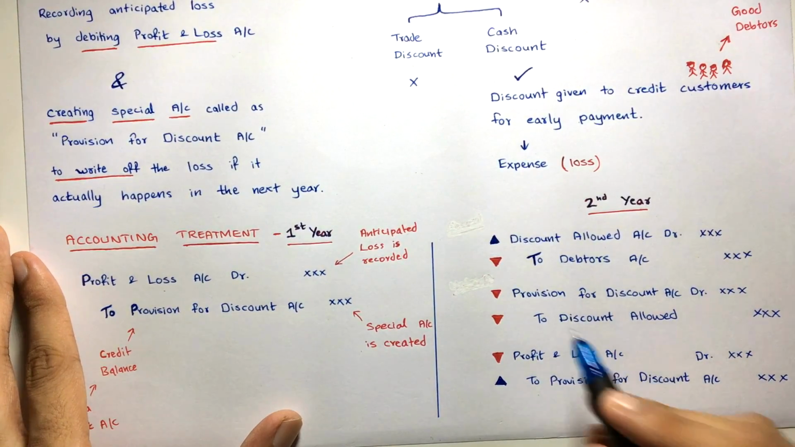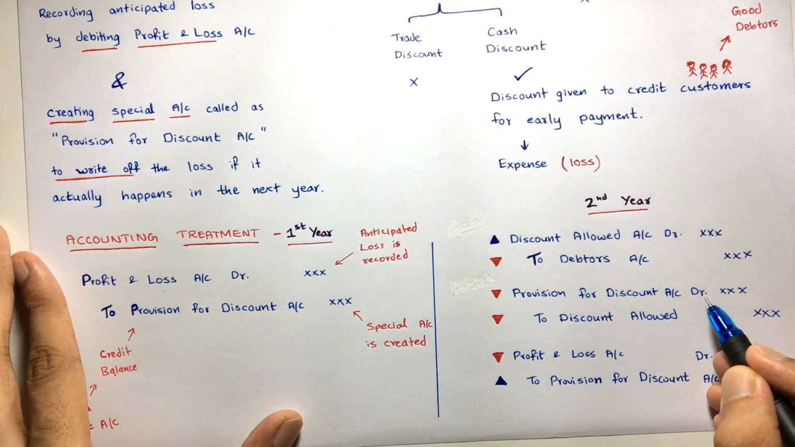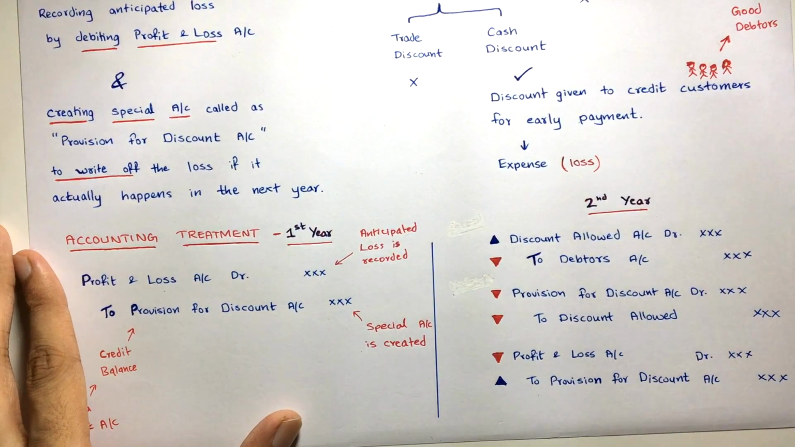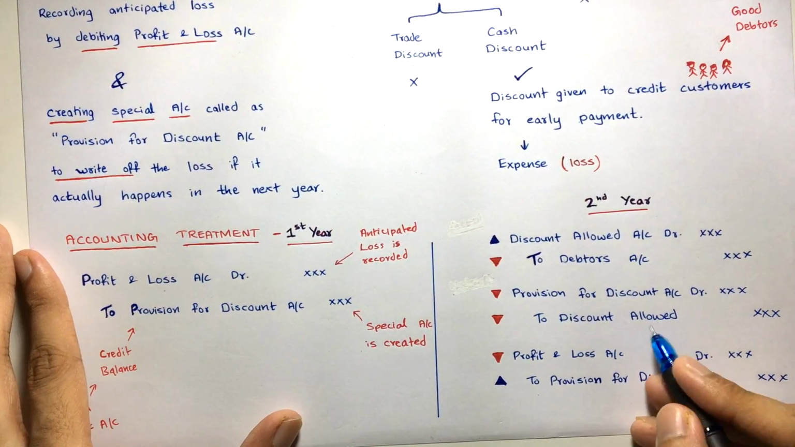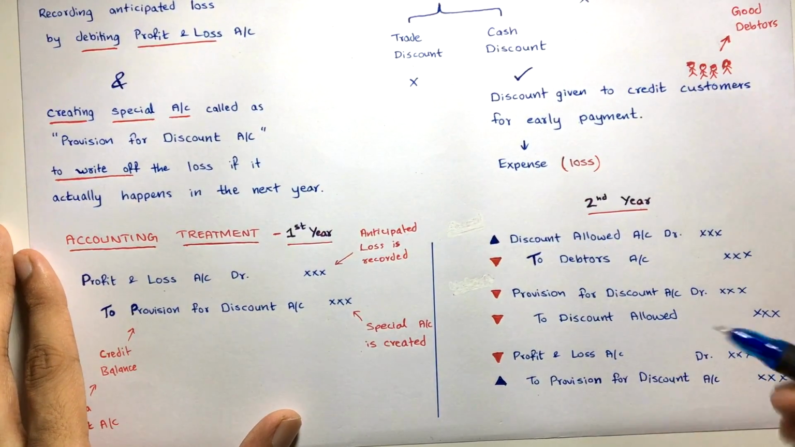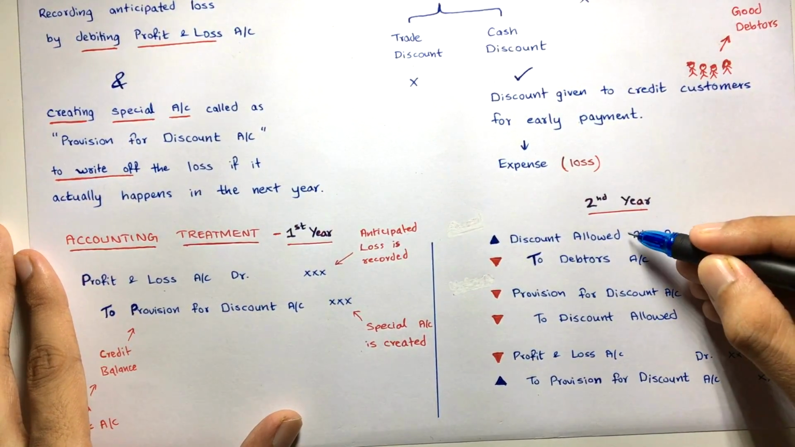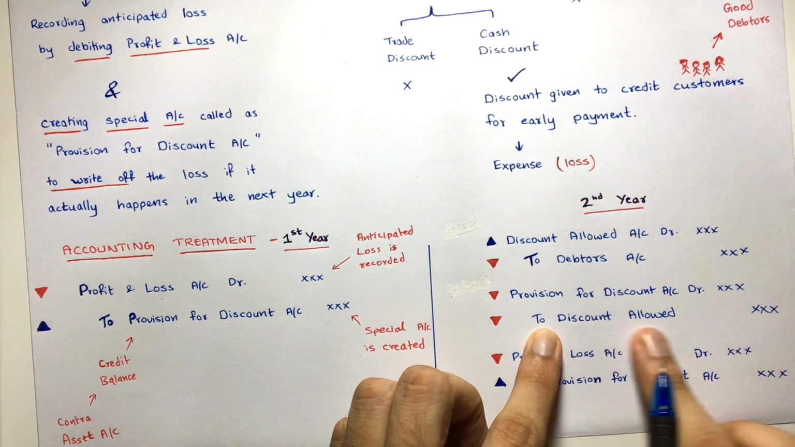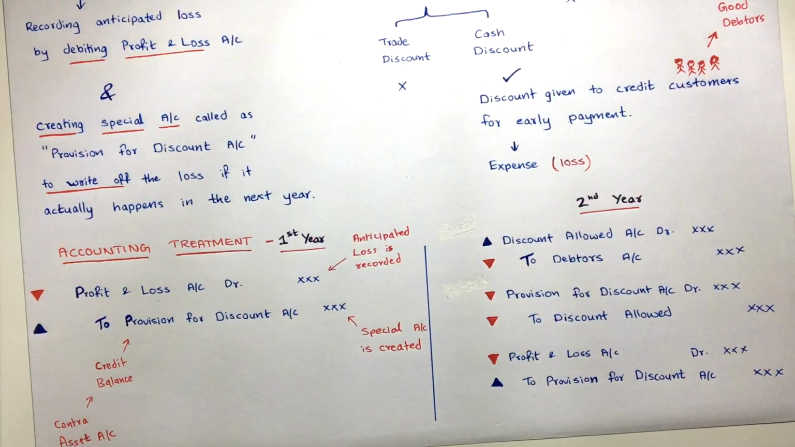In doubtful debts, it used to be what? Provision for doubtful debts account debit to bad debts, right? Here, just the bad debt is replaced by discount allowed. See here, provision for discount account debit to discount allowed. Fine. So here discount allowed was debited, loss was recorded, and now that loss has been written off to provision, to discount allowed credit. Okay, is that clear?